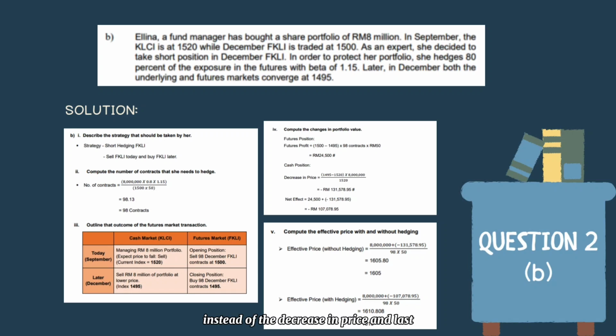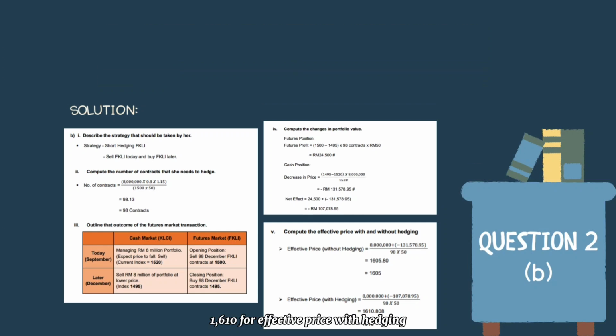And last, we need to find the effective price with and without hedging. We have to divide the total proceeds of selling by the number of contracts and times the contract size to get both of these effective prices. And we will get the answer for effective price without hedging as 1,605 and 1,610 for effective price with hedging.